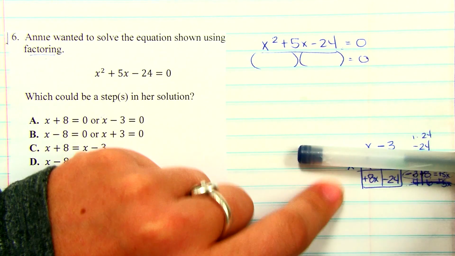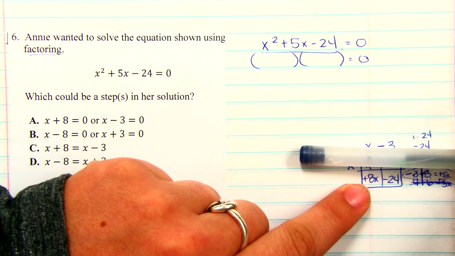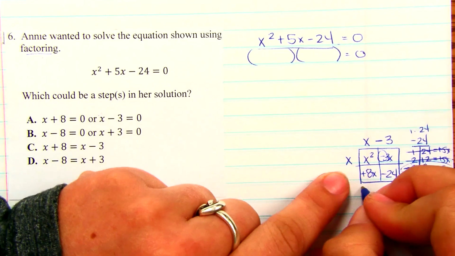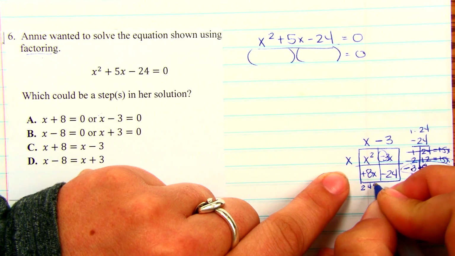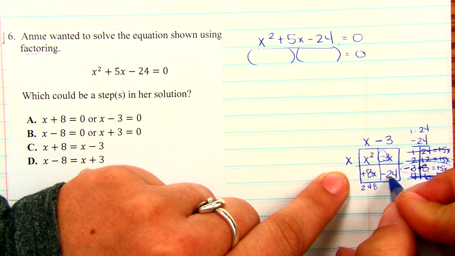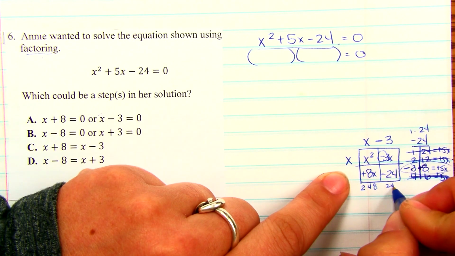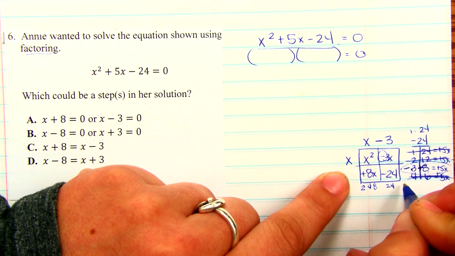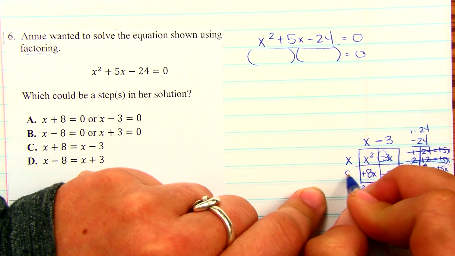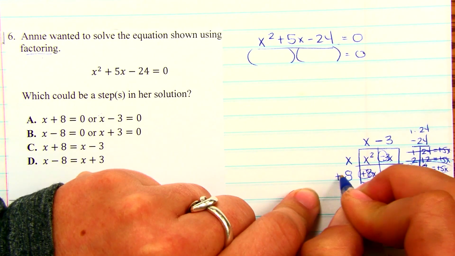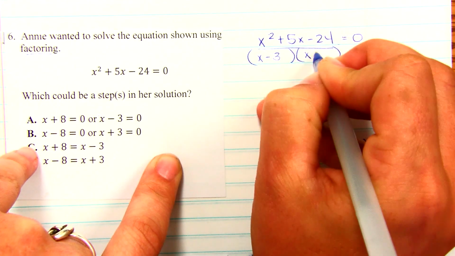These two boxes are both divisible by, okay, so 8 is divisible by 2. 8 is divisible by 4. And 8 is divisible by 8. 24 is divisible by 2. 24 is also divisible by 4. 24 is also divisible by 8, and we want the largest one. So we'll take 8. Positive comes out with it. So x minus 3 times the quantity x plus 8.